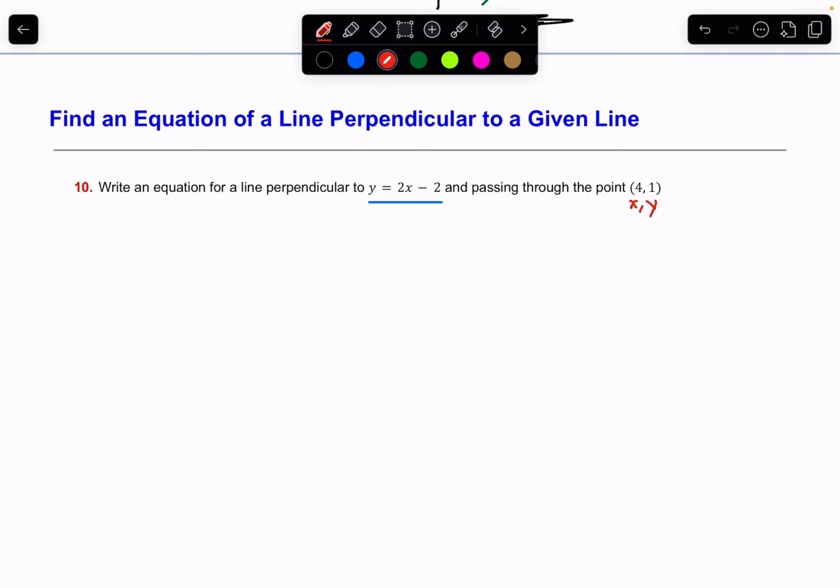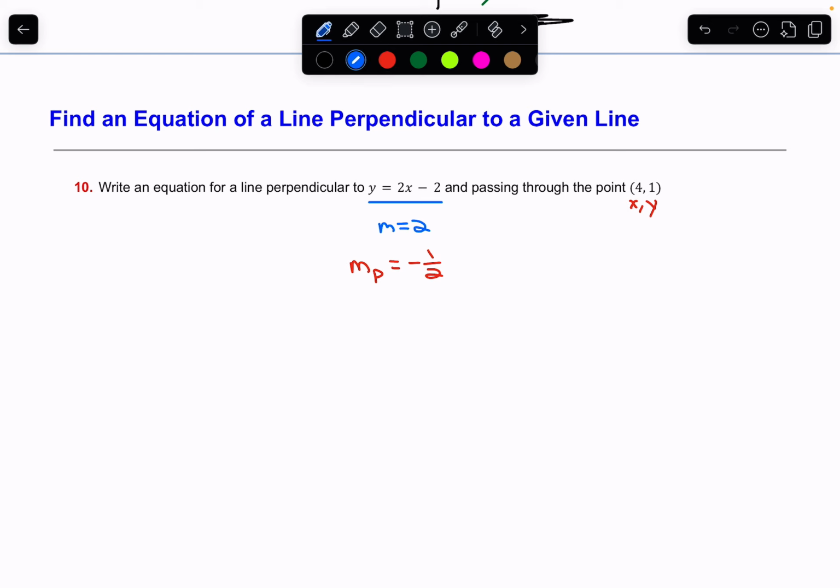All right, so first we just got to deal with this part about it being perpendicular. Y equals 2x minus 2 has a slope of 2. So if we want a perpendicular slope, I'll call this MP for the perpendicular slope. This is going to be equal to the negative reciprocal of 2, which is negative 1/2. All right, so negative reciprocal, we flip it upside down and we throw a negative sign on it.